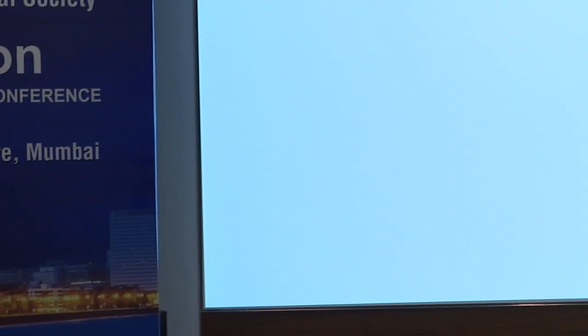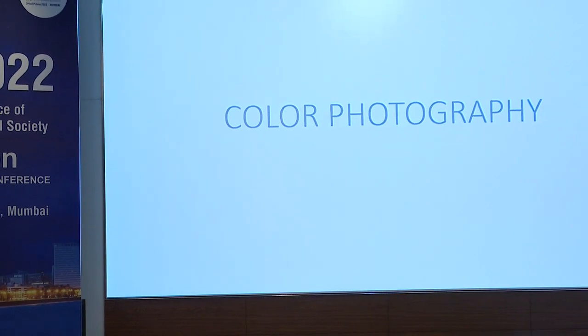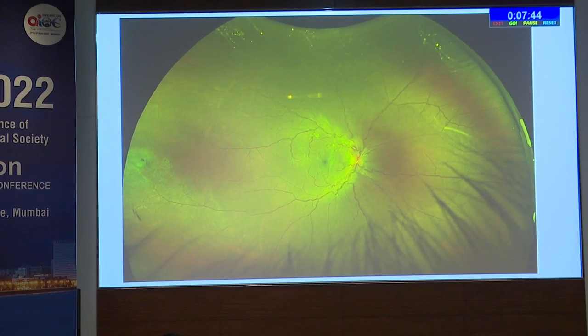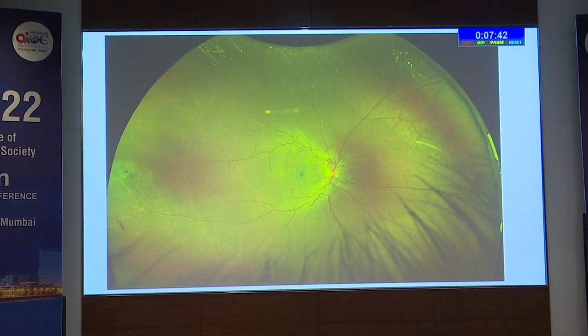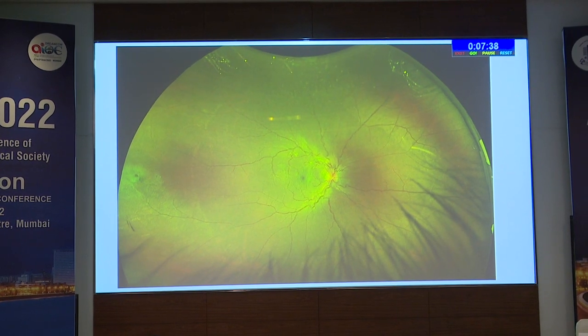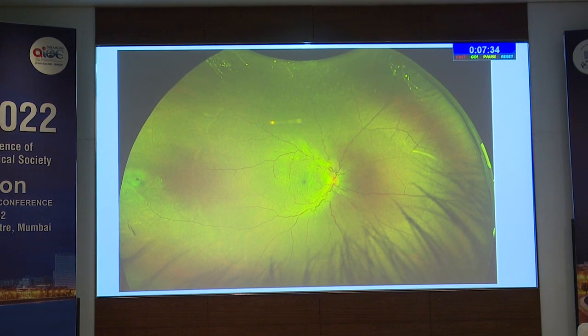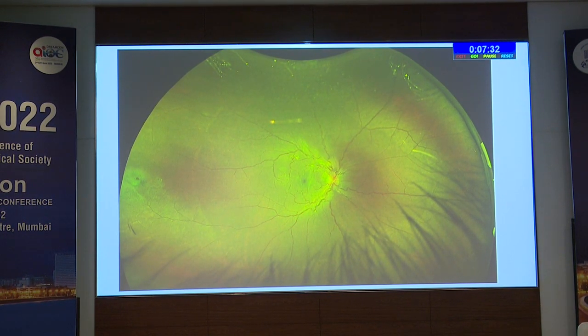So I'll come to color photography first, comparing Spectralis versus Optos. With color fundus photography, there is no competition here. Straight away, the Optos is the technology for capturing fundus photographs, because it captures wonderful images right from the disc to the periphery. So the Spectralis cannot do this kind of thing.